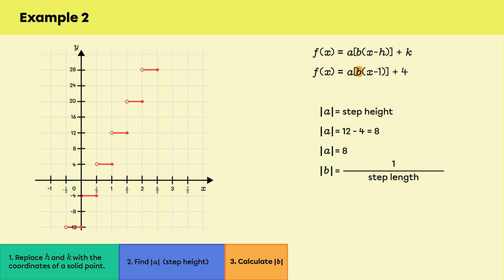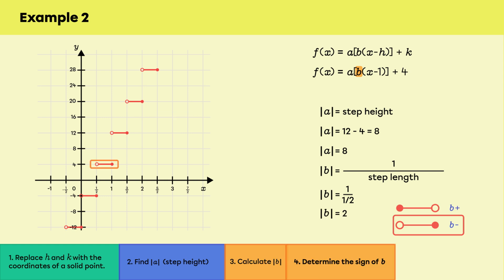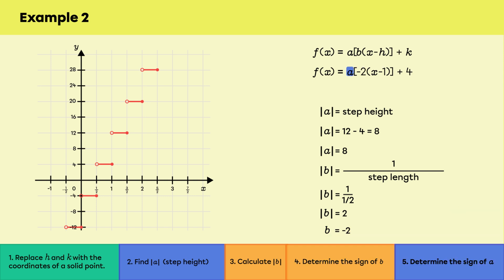Step 3. Calculate the absolute value of parameter b. Here, the length of a step is 1/2. Since the absolute value of b equals 1 over the step length, we get 1 over 1/2. The absolute value of b equals 2. Step 4. Determine the sign of parameter b. Since the direction of the steps goes from an empty point to a solid point, b is negative, so b equals -2.